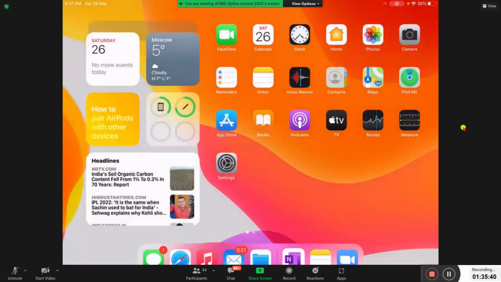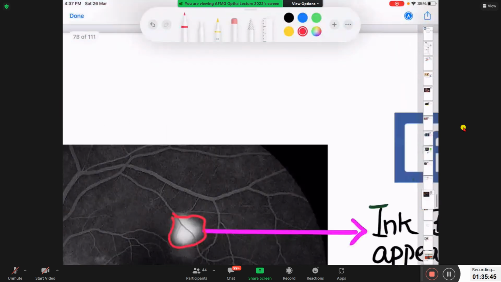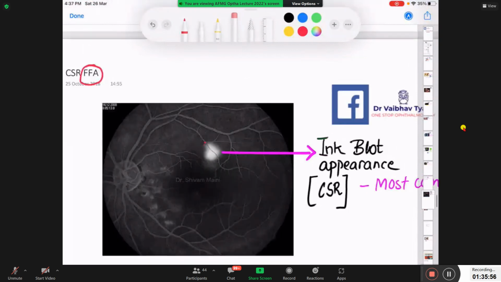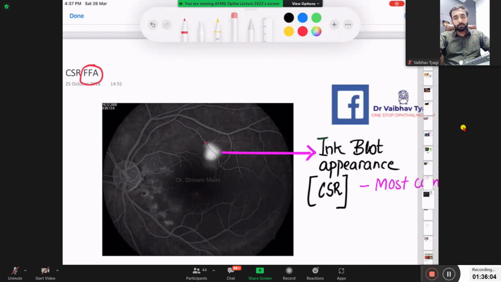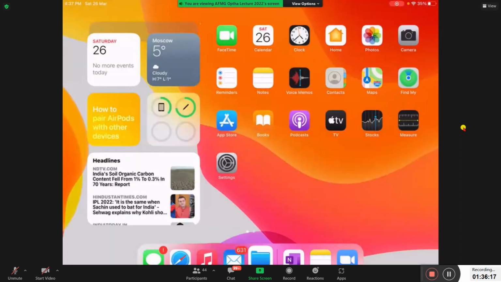Now coming back to the picture, which is also important for the FFA. Can you see this picture? This leakage is an example of ink blot appearance seen in CSR. This picture and this question can directly be asked as an image-based question also. So you have to identify the FFA picture. The diagnosis is CSR. This is ink blot appearance, most commonly seen. Clear?